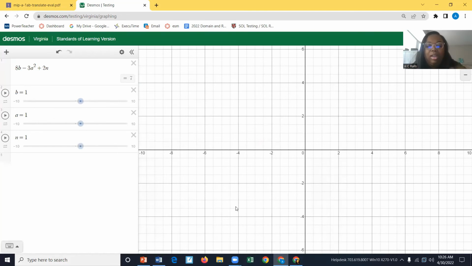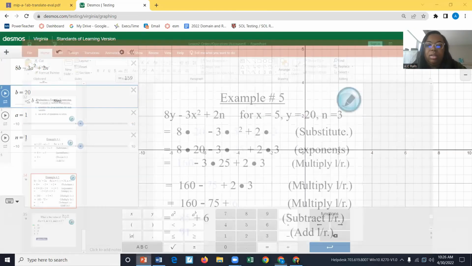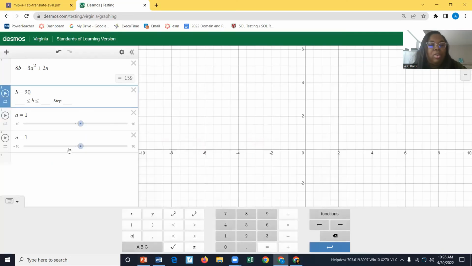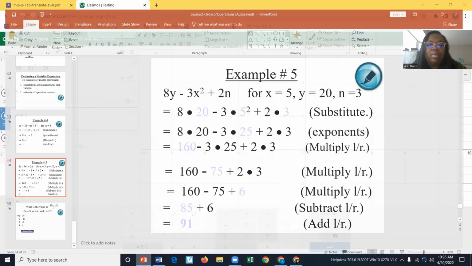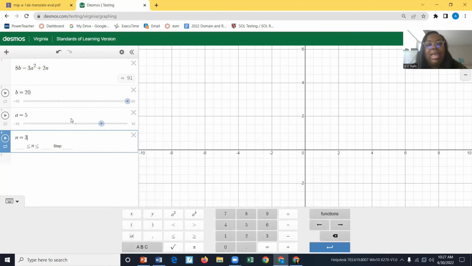Now, my B value is the same thing as my Y value. Just make sure you keep it straight. So my B value is 20. My X value or my A value is 5. And my N value is 3. And you see how we get the same thing as we got before, 91.